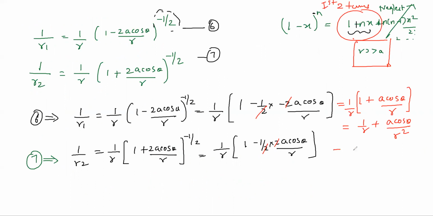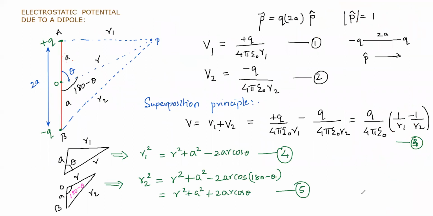So we will obtain similarly 1 by r1 minus a cos theta divided by r. Multiply this inside, so 1 by r minus a cos theta by r square. So we got equation 7 finally as these two terms. Now come back to our potential. We have 1 by r1 minus 1 by r2, so we will find 1 by r1 minus 1 by r2.